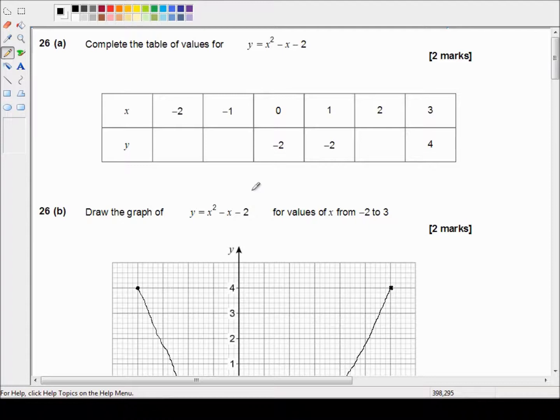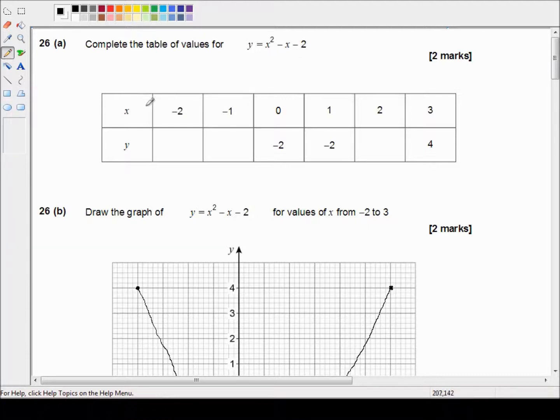This is the June 2017 past paper. It's the second paper in the foundation tier of the 8300 series. This is question 26. 26 part A says complete the table of values for y equals x squared minus x minus 2. Bear in mind we are allowed to use a calculator.